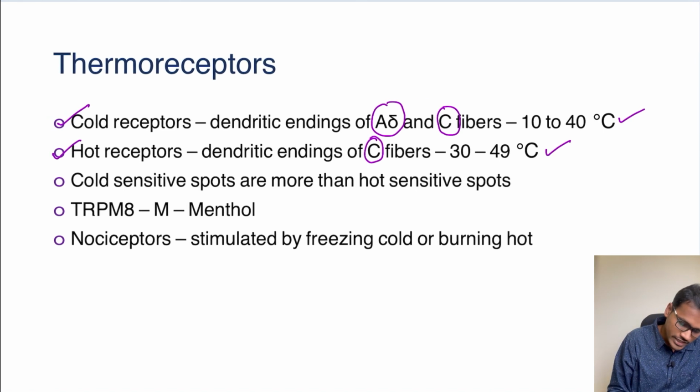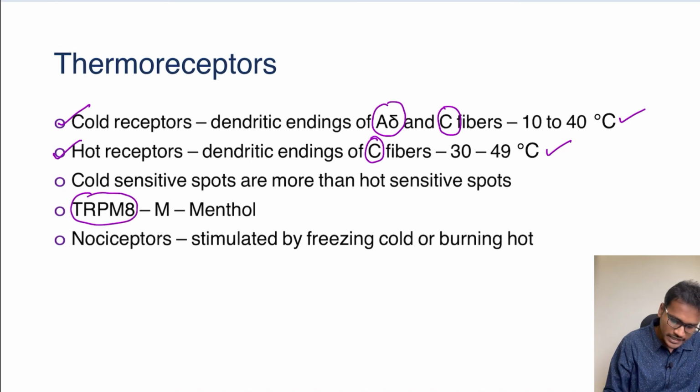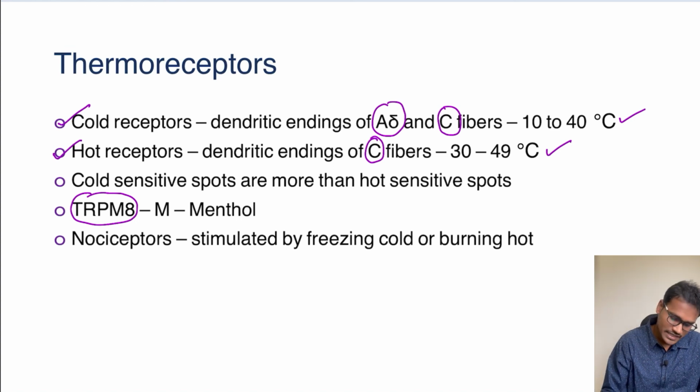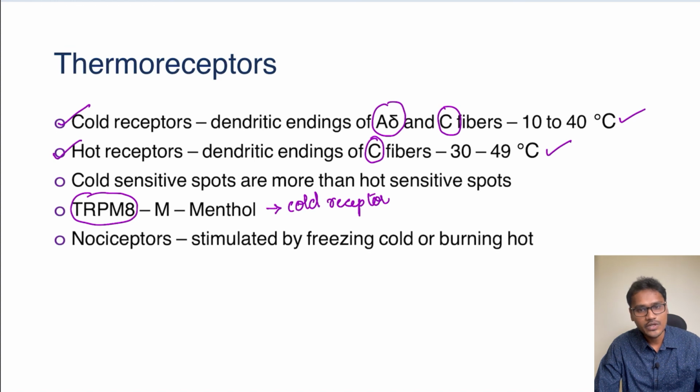Then coming to one very special receptor which is called TRPM8. What is this TRP? It is nothing but transient receptor potential, and M indicates menthol. Sometimes whenever we eat menthol or elements which contain mint, we feel a cold sensation. They activate this particular receptor, TRPM8, which is a type of cold receptor. Because of this activation, we feel the sensation of cold after eating menthol or any kind of mint products.